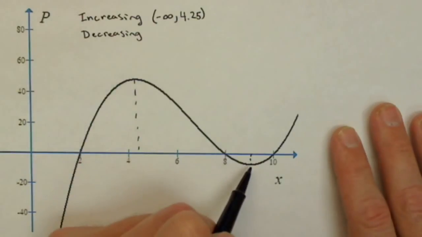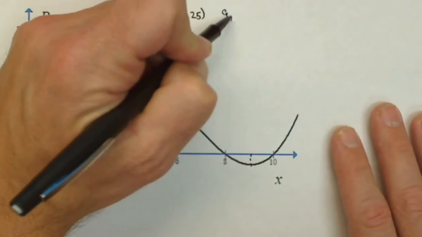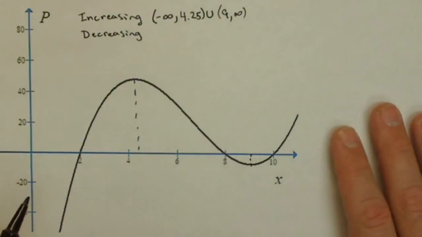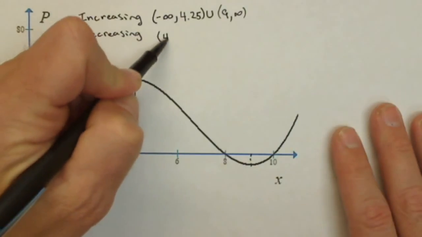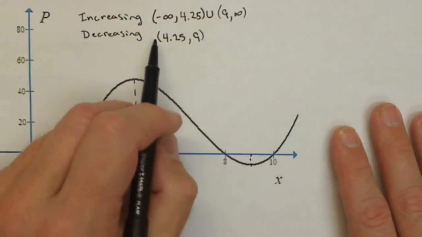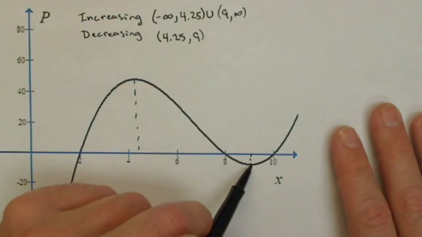Now, there's another place where it starts increasing at about 9 up to positive infinity. Again, notice I'm only including the x values, and whenever we have two intervals, we union them together with a U. What's nice about that is it's decreasing in between 4.25 and 9. We'll always use parentheses instead of brackets because, for instance, at 9, it's neither increasing nor decreasing.